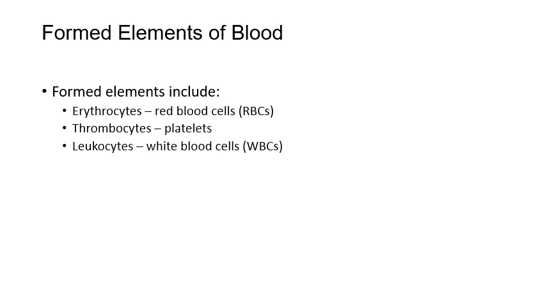All right, and then the formed elements we mentioned before are three types of cells. So erythrocytes are red blood cells, thrombocytes are called platelets, and then leukocytes are white blood cells.